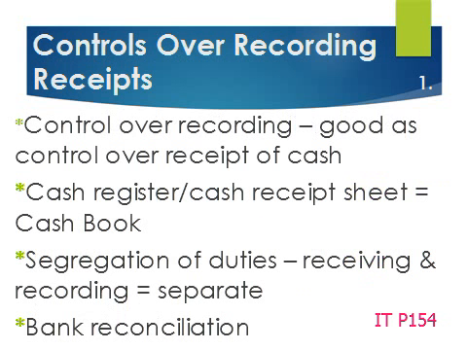1. The controls over the recording of receipts need to be as good as the controls over the receipt and banking of cash. When cash is received, it may be recorded on a cash register or in a cash receipt sheet, but for accounting purposes, cash is not received until it is entered into the cash book. The controls over the recording of receipts are segregation of duties, the fact that the person who receives the money is not the person who records it, and bank reconciliation, where you compare the cash book to the bank statement.